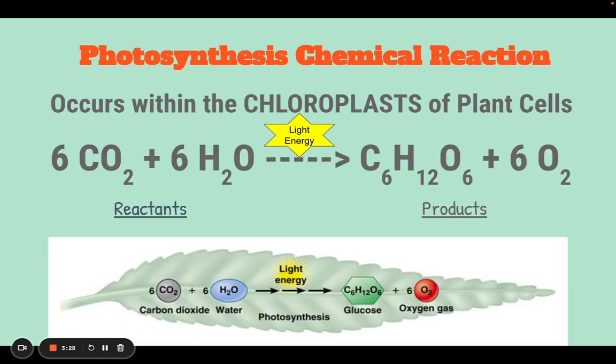So here is the chemical reaction written out in the form of the equation of photosynthesis, which occurs in the chloroplasts of plant cells. So as a reminder, everything on the left of the arrow are considered the reactants. So you've got carbon dioxide, water, and we include light energy even though it's on top of the arrow because it's needed for the reaction to happen. And then everything on the right side of the arrow, so glucose and oxygen, would be the products being made when the chemical reaction occurs.